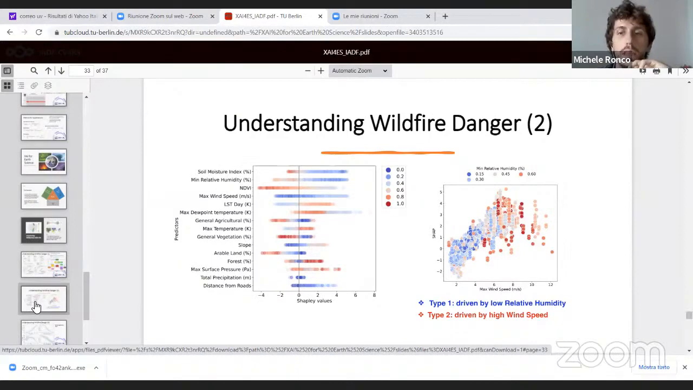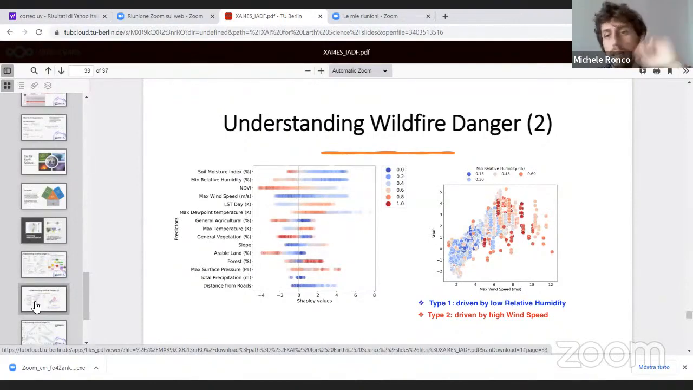And if we look in more detail at this plot, the various dots are the different wildfire events in the test data. The x-axis is the Shapley values. A positive Shapley value, as I said at the beginning, means that the variable is increasing the fire danger, and a negative one is decreasing it. And the colors are given by the values of the normalized feature.